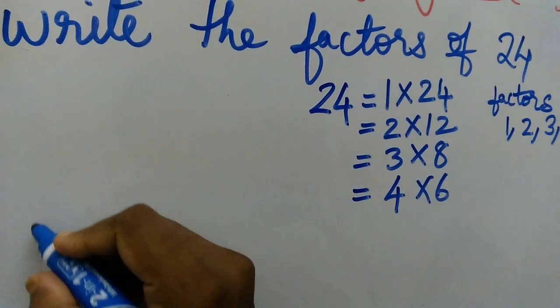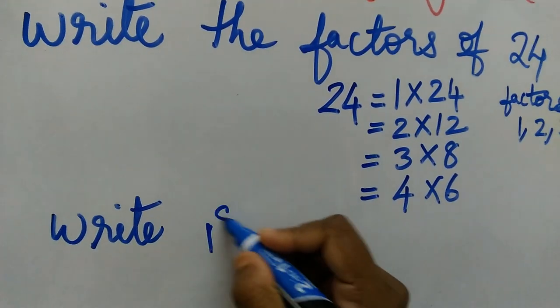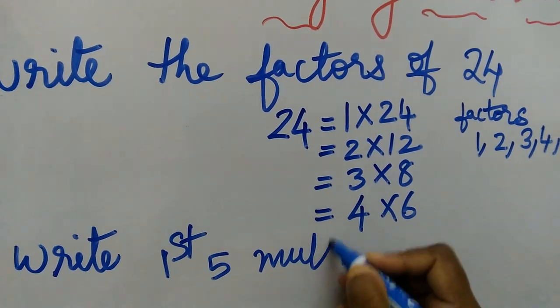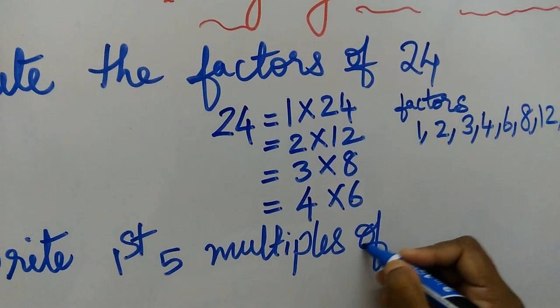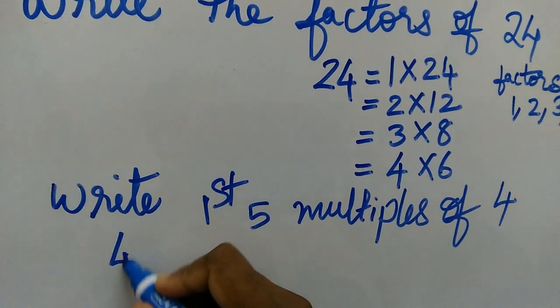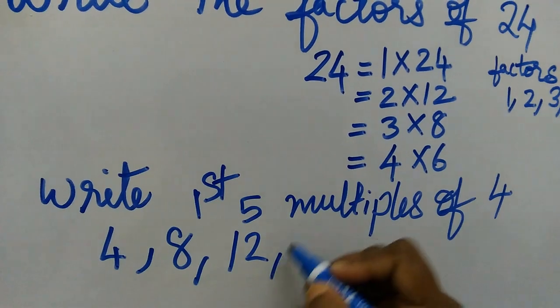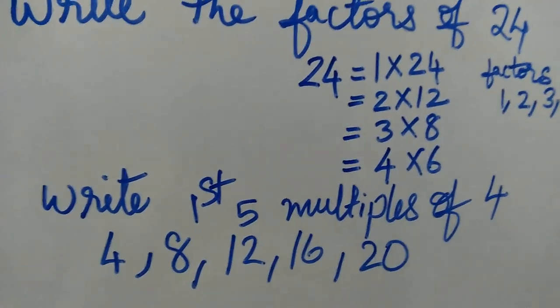Now, write the first 5 multiples of 4. 4 ones are 4, 4 twos are 8, 4 threes are 12, 4 fours are 16, 4 fives are 20. So these are the multiples.